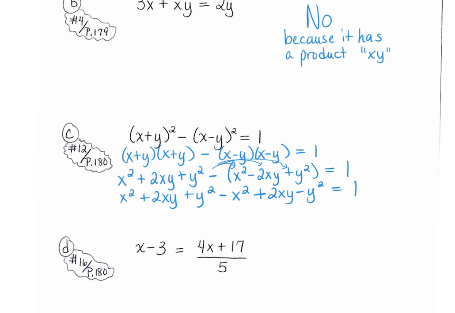Good. Equals 1. Now what happens on the left-hand side? Combine like terms. What happens? The x squares cancel, x squares go away, and you combine the two xy's. Combine the 2xy's to get what? 4xy. What else? The y squares cancel out. 4xy equals 1. Is this a line? No, not a line. So the answer is no, because it has a product.